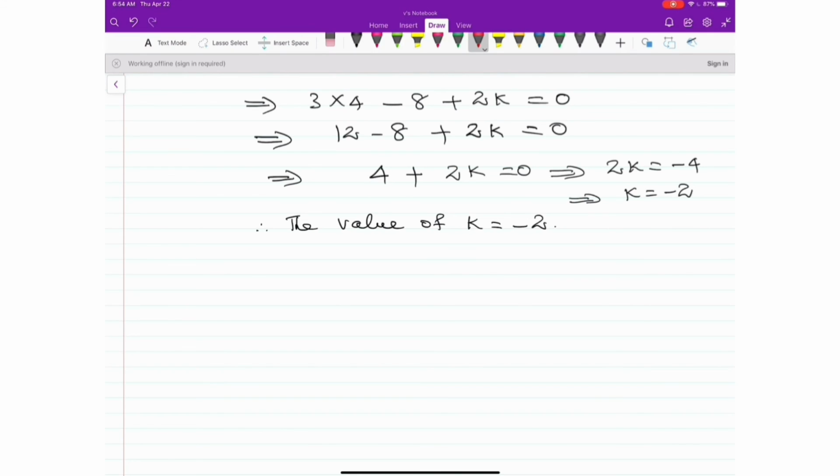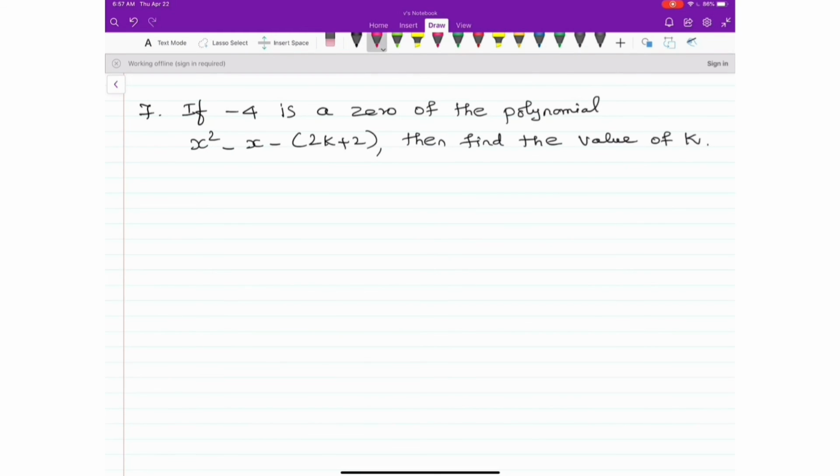Of course, you have to write your answer separately. The value of k is equal to minus 2. This will be your final answer. Anyway, let me do one more sum of the same type from previous year's paper so that you will be in a position to understand this concept in a better manner.